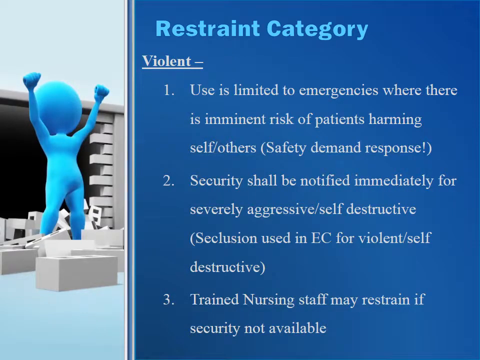Our next category is violent restraints. This is used to limit patients in emergencies where there's imminent risk of patients harming self or others. A safety demand response. Security shall be notified immediately for severely aggressive or self-destructive behavior. In the emergency room, again, you will see them in the seclusion rooms if those are available, if it is truly a violent or self-destructive behavior. And of course, trained nursing staff may restrain if security is not available.